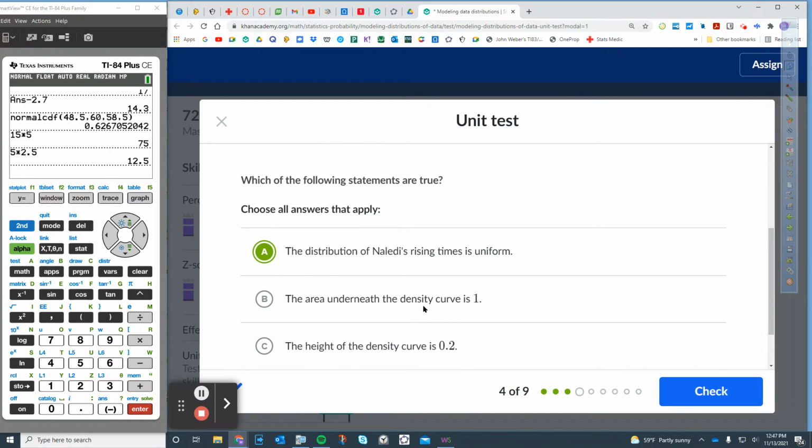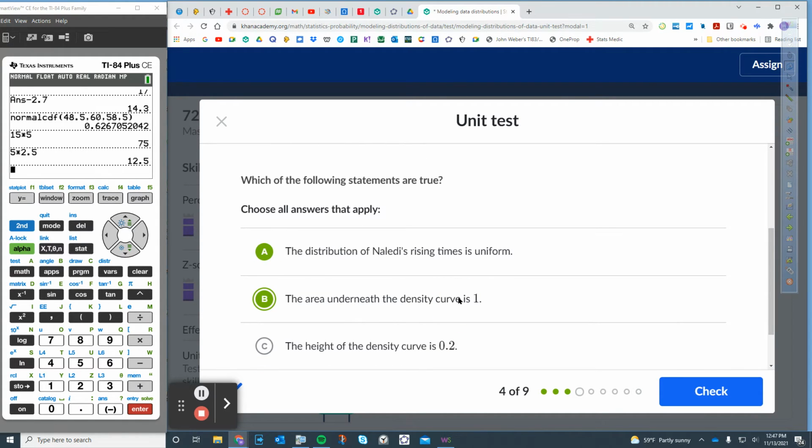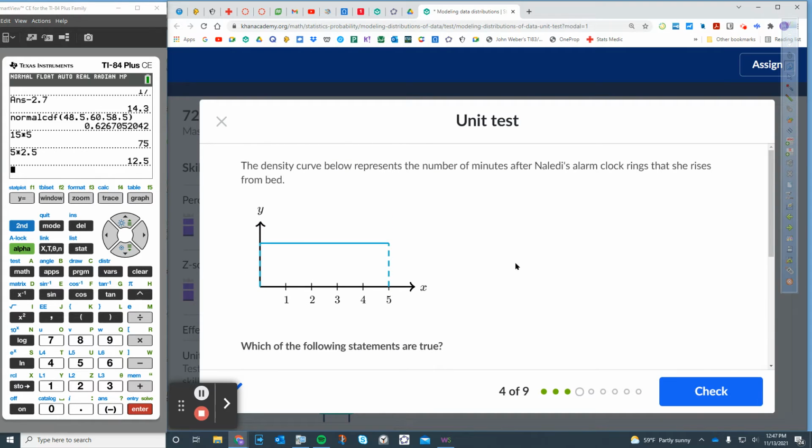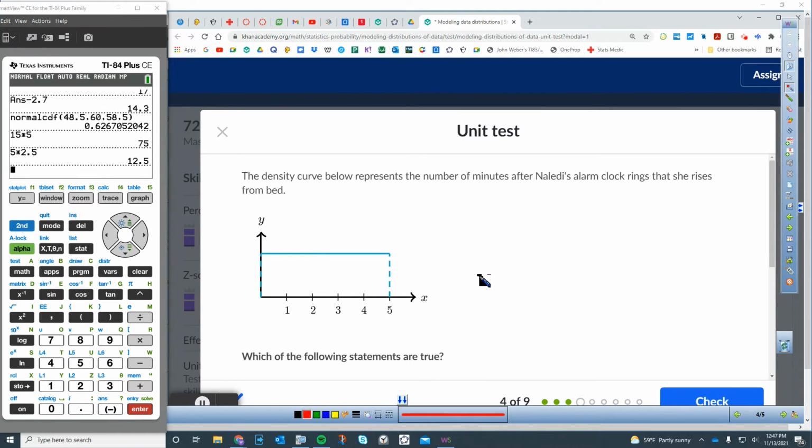The area underneath the density curve is always 1, which is true. And the height of the density curve is 0.2. Now, there is a way to calculate. We don't know what the height is, okay? We don't know what the height is, but we know this. Area under the density curve will always be equal to 1. Okay, we know that much.